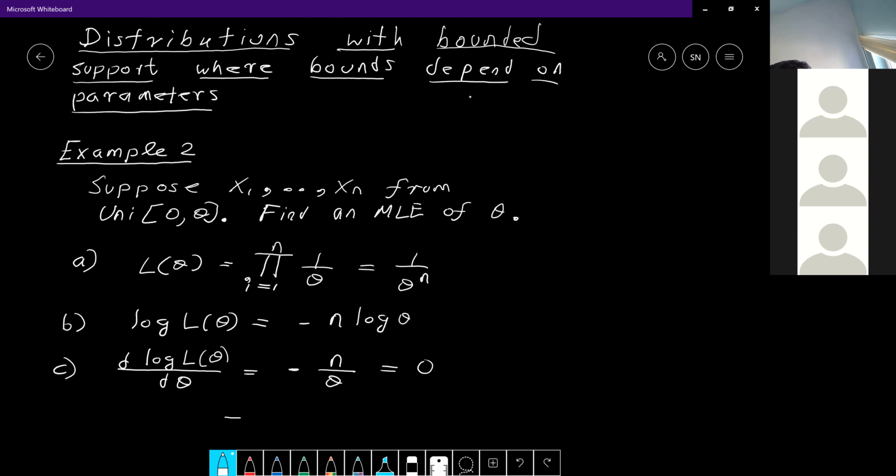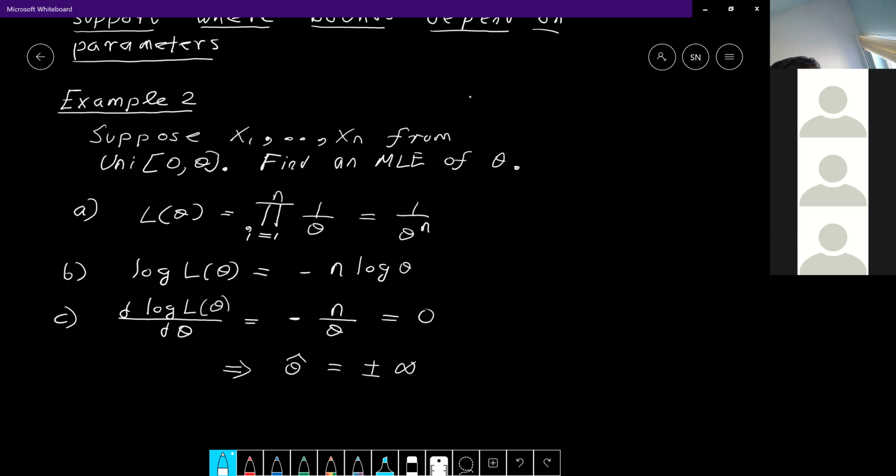then the solution for theta, or theta hat, can be either plus or minus infinity, which doesn't make sense because you cannot have a solution which is equal to plus or minus infinity. So there is something wrong with this approach when you have distributions like, remember, the uniform distribution.